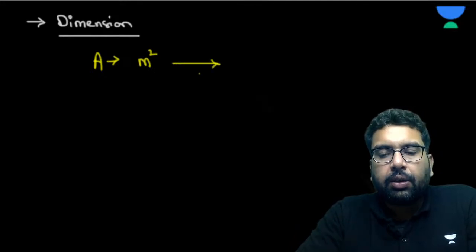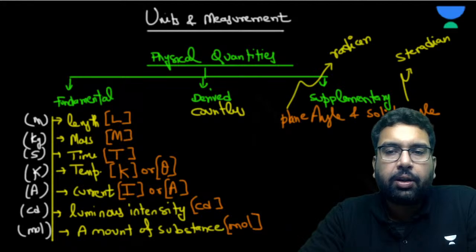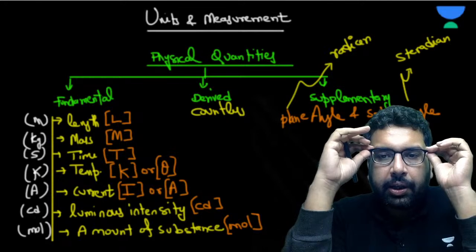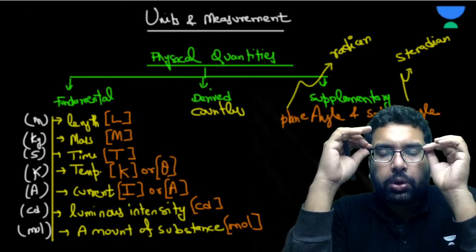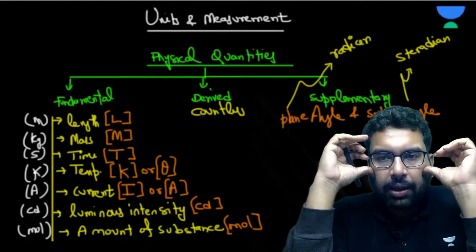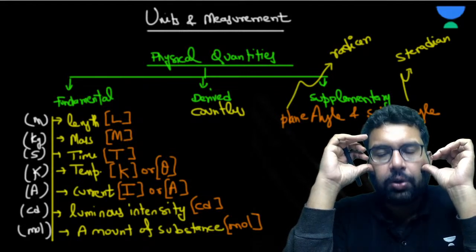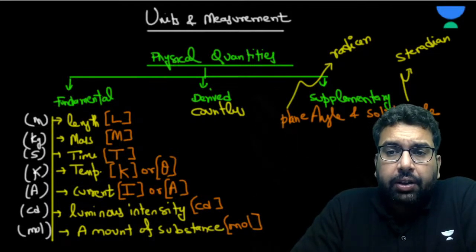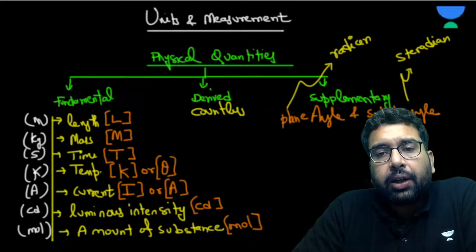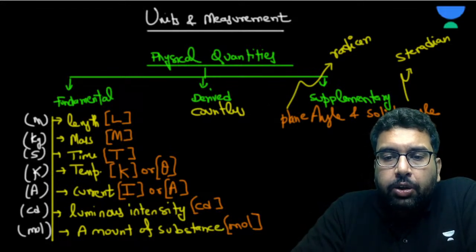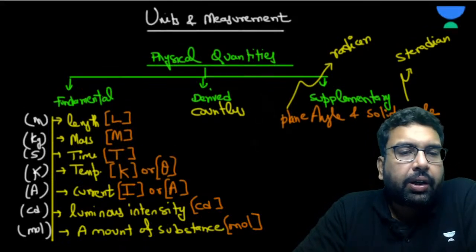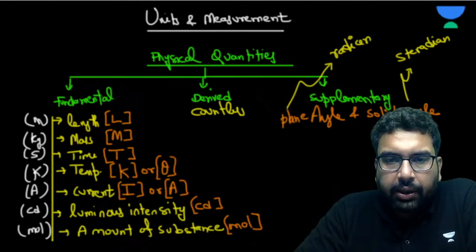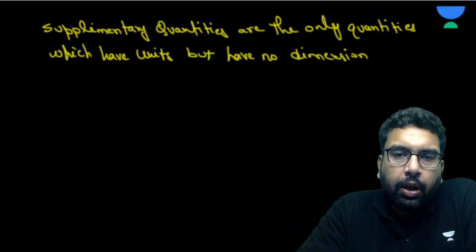Although we have 7 fundamental quantities, and any physical quantity can be represented in terms of these, we mostly use the first three: length, mass, and time. It has been observed, and you are going to see this, that most of the physical quantities are related to these three fundamental quantities, that are L, M, and T, that is length, mass, and time. These are the three most frequently used fundamental quantities.